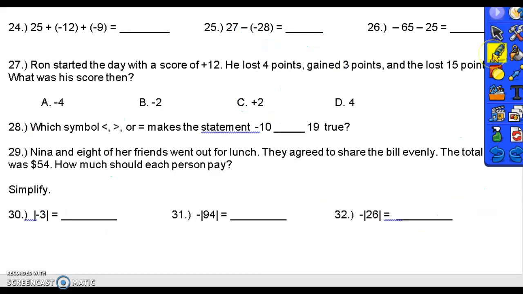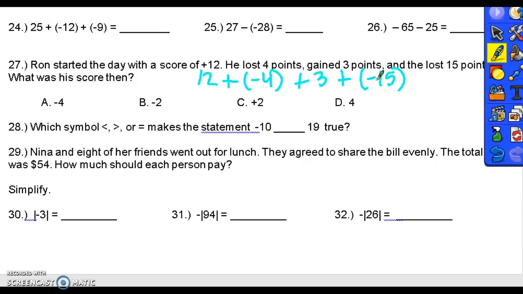Ron started the day with a score of 12. He lost 4 points, gained 3 points, lost 15 points. What was his score then? So he started out with positive 12. Then we add the negative 4, the 4 points that he lost. Then we add the 3 points that he gained. Then we add the 15 points that he lost. If he lost them, that's represented by a negative number.